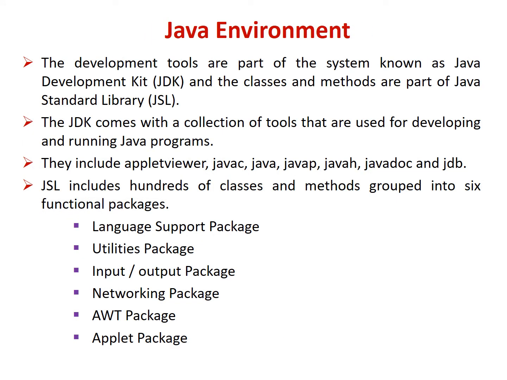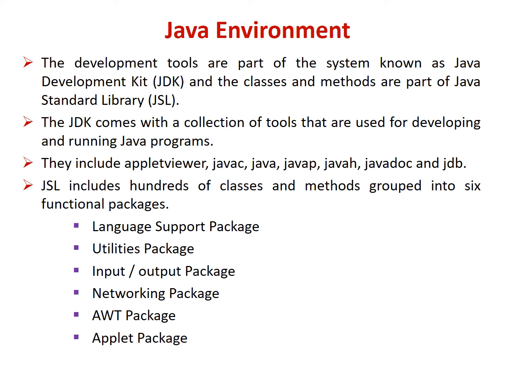Java environment. Java environment includes a large number of development tools and hundreds of classes and methods. The development tools are part of the system known as Java Development Kit, that is JDK, and the classes and methods are the part of Java Standard Library, that is JSL. The JDK comes with a collection of tools that are used for developing and running Java programs. It includes Applet Viewer, Javac, Javap, Javah, Javadoc, and JDB.